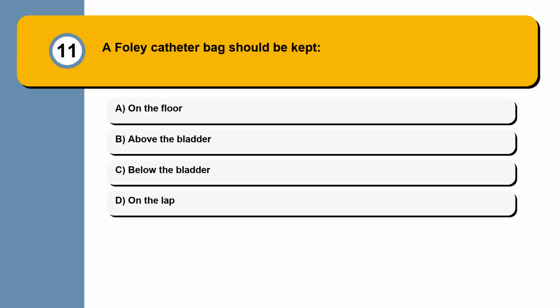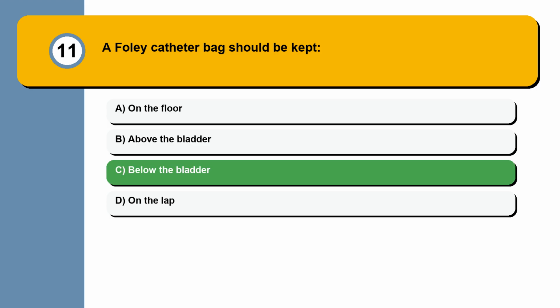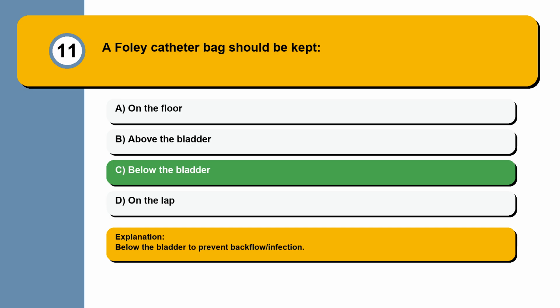Question 11. A Foley catheter bag should be kept on the floor, above the bladder, below the bladder, on the lap. Below the bladder to prevent backflow and infection.